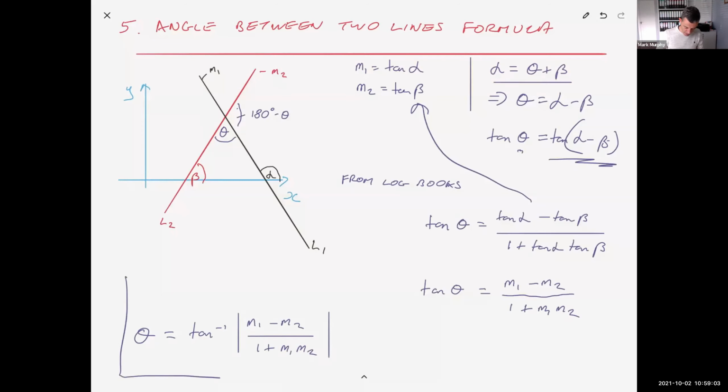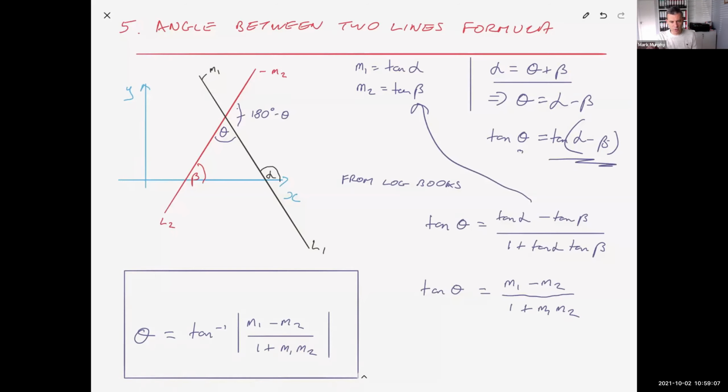But look, I think the important thing to know here is this. And don't get too worried about all the background. I just wanted to show you where it came from, okay? I'll go on to the next page. Just remember that if L1 is parallel to L2, if the two lines are parallel, then theta is 0, okay? That's an important thing to know. And if L1 is perpendicular to L2, then theta is equal to 90 degrees.